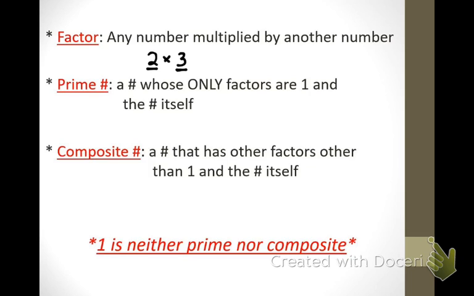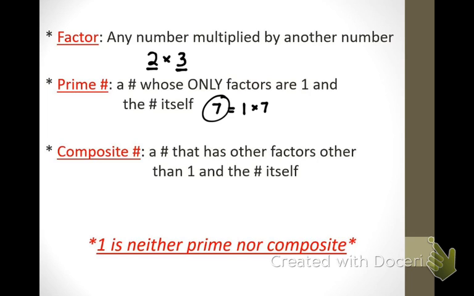So let's think about the number, just an example, 7. What times what equals 7? 1 times what? 1 times 7 equals 7. Can you think of any other number combination times something that would equal a 7? No, there's nothing else, okay? So 7 would be considered a prime number because it's a number whose only factors are 1 and itself, all right?